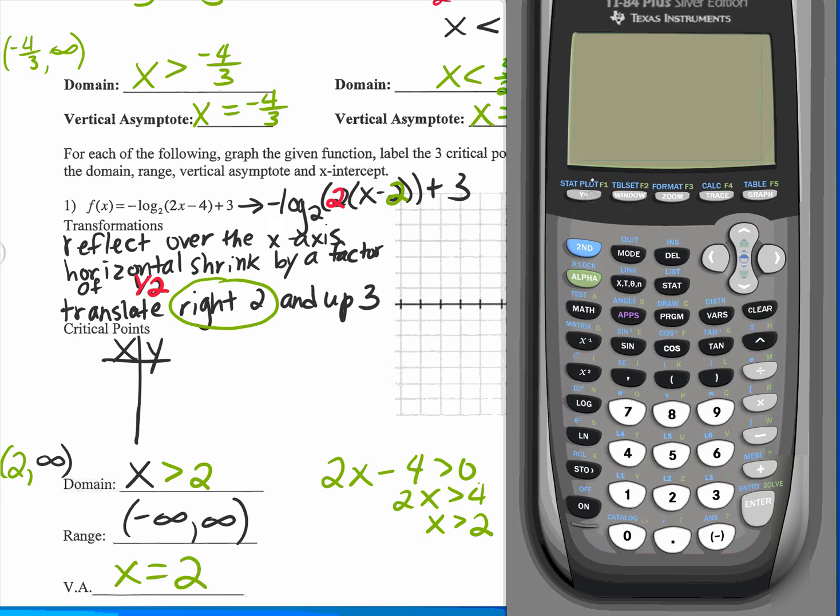This is a little tricky, so you just have to follow along with me and make sure that you type this in correctly. We'll do negative. Now, instead of hitting the log button, which is next to 7, I'd rather do math. Now, you can scroll down or you can select letter A. Since you're not seeing it, it might be better to scroll down until you find log base. Hit enter.